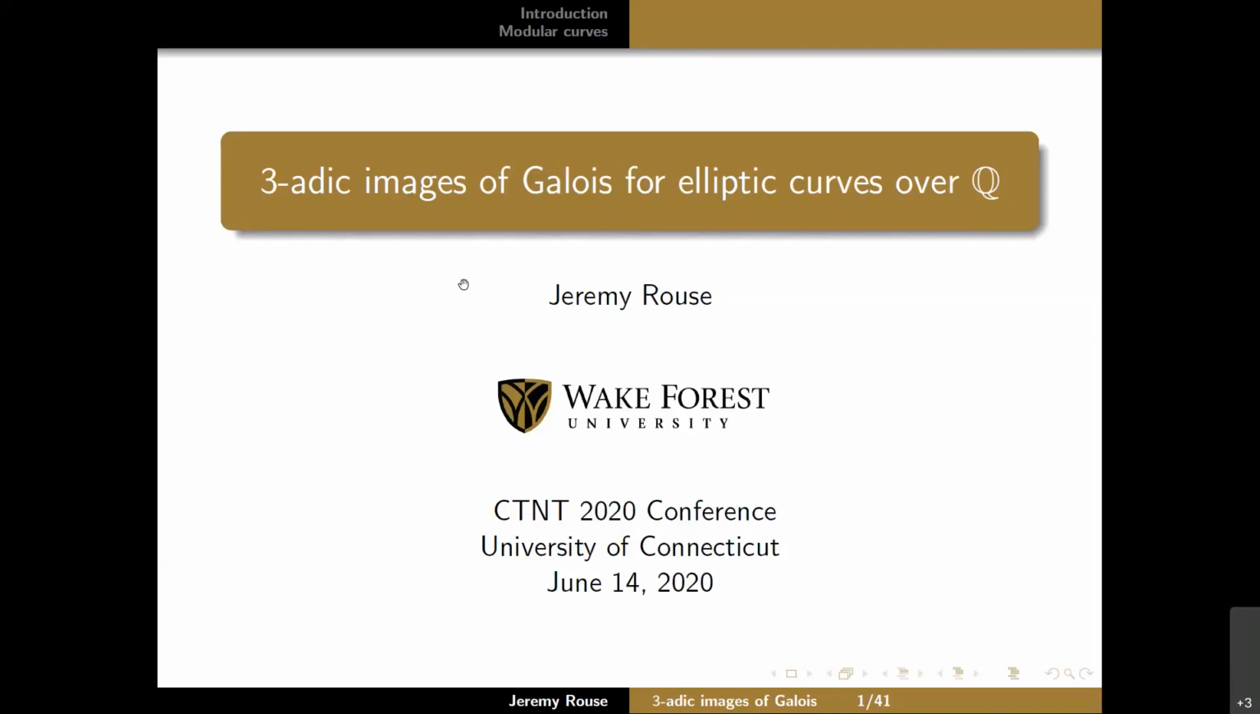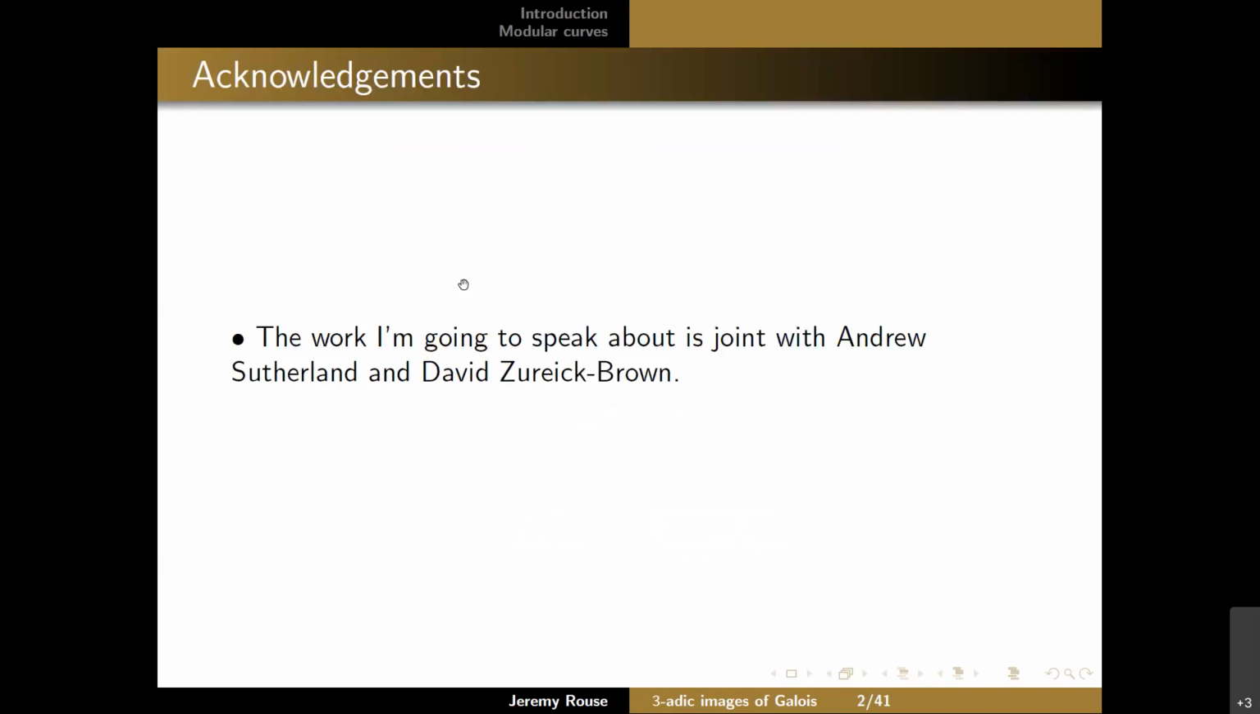Anyway, I want to talk today about three-adic images of Galois for elliptic curves over Q. This work is joint with Andrew Sutherland and David Zureick-Brown. I know that I've seen Andrew Sutherland around here at the conference.